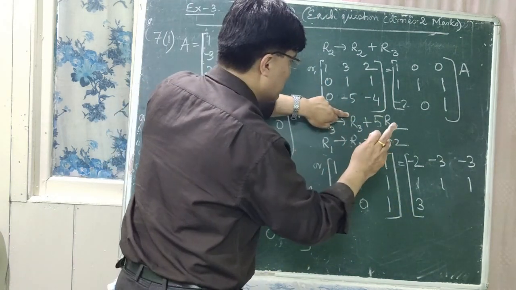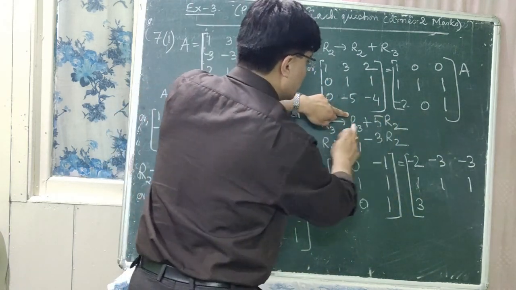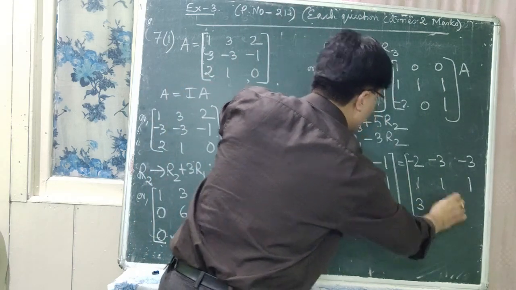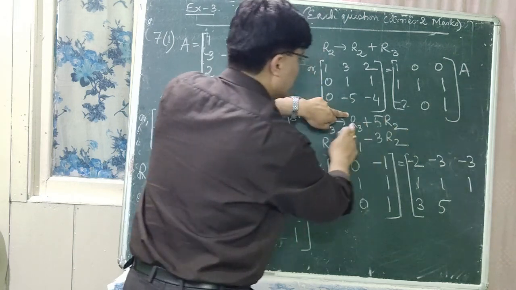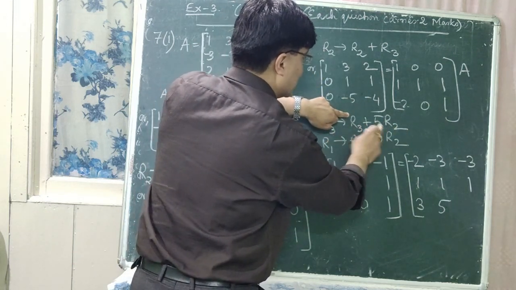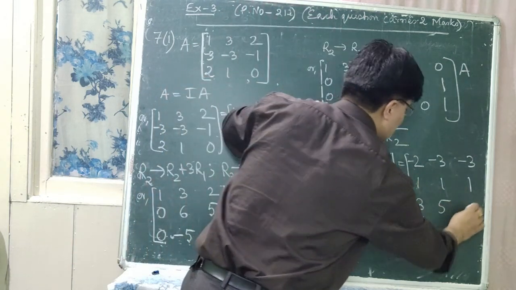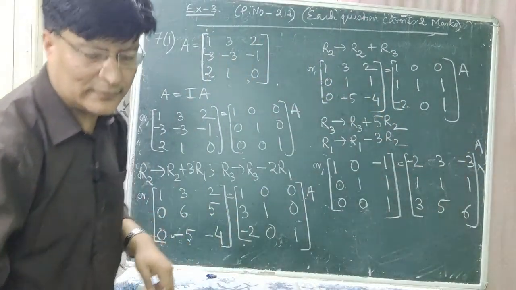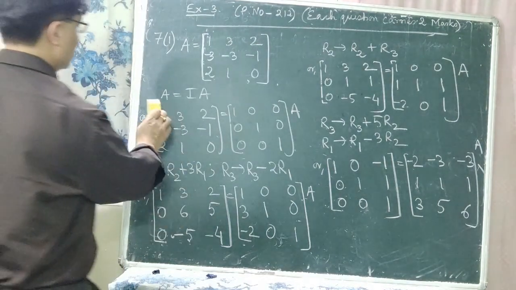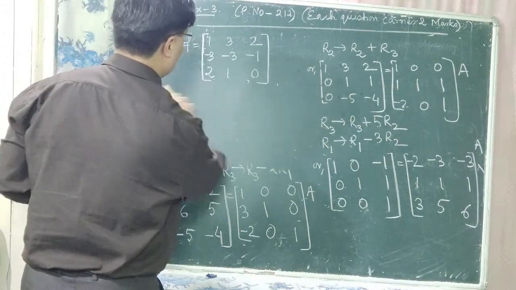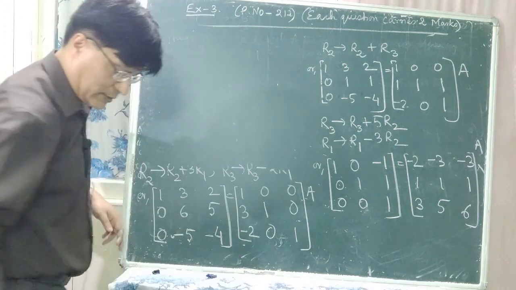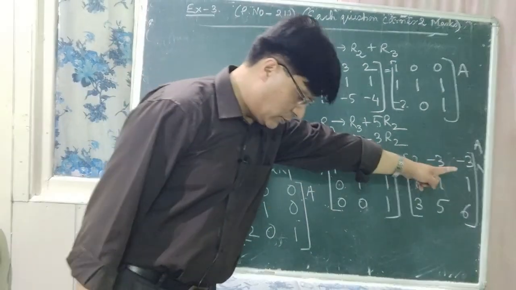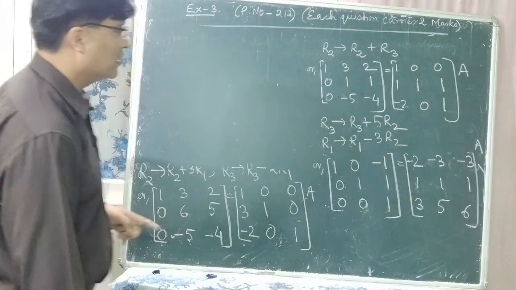Right? Next one is R3 plus 5R2, R3 is 0. R3 is 0 plus 5 ones are 5. That is 0 plus 5 is 5. Next, R3 is 1 plus 5 into 1. So 1 plus 5 is 6 here. And you should write here A. Is that clear? So you can copy it, right? So next, into there is A, right?